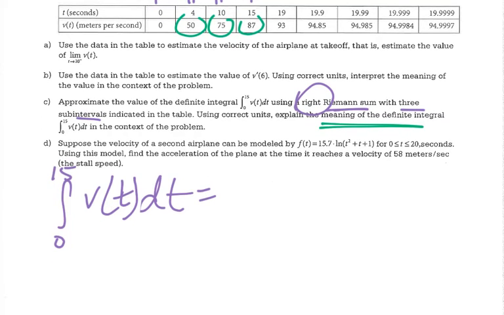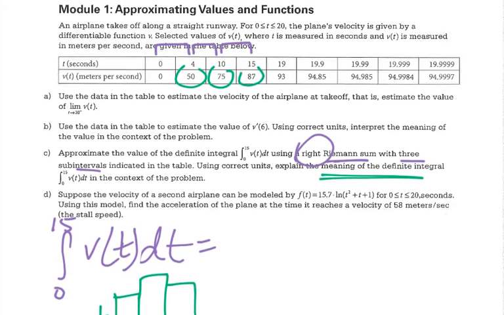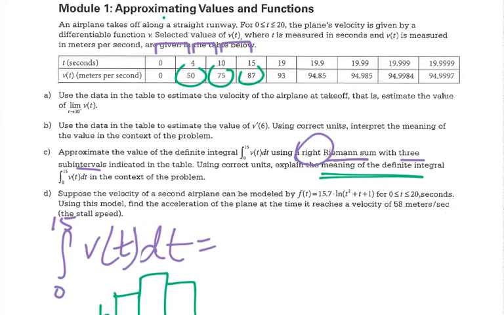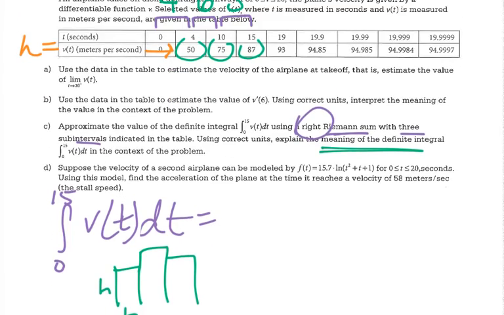Now remember, Riemann sums essentially give us rectangles, so we're finding areas. So we're going to want to do base times height. Our base is the interval. So here, how big are these intervals? Well, here the interval is 4, here it's 6, and here it's 5. So those are our different bases. And then the height is the v or y value. These are our height values.